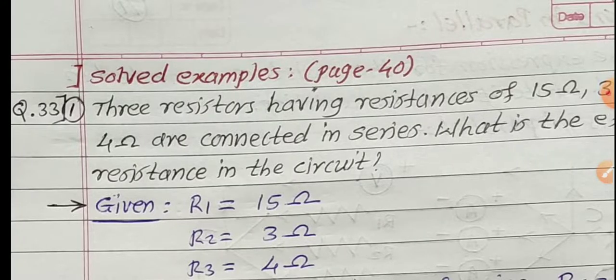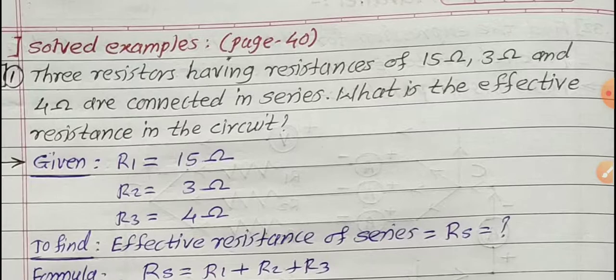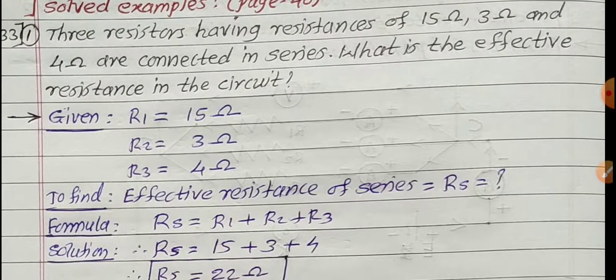Now solved examples are given on page number 14 of our textbook. All of you read the question carefully and see what is given. 3 resistors having resistances of 15 ohm, 3 ohm and 4 ohm are connected in series. What is the effective resistance? Effective means the total resistance in the circuit.